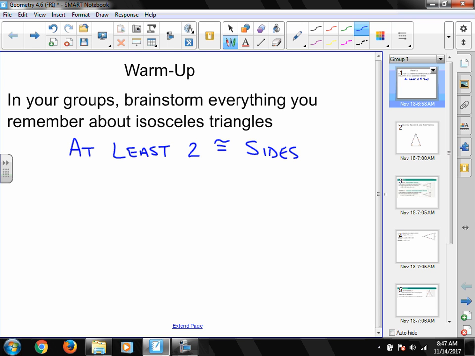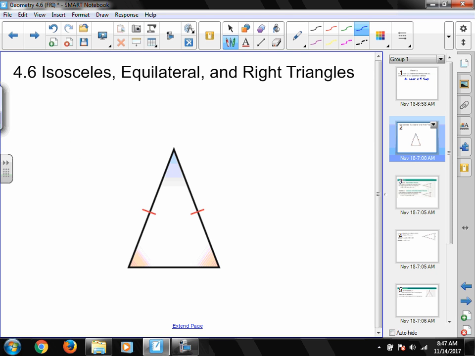So remember, we call those legs, so those are going to be our two congruent sides. Today, our focus is going to be 4.6, talking about isosceles, equilateral, and right triangles. Today, we are going to focus on isosceles and equilateral triangles.